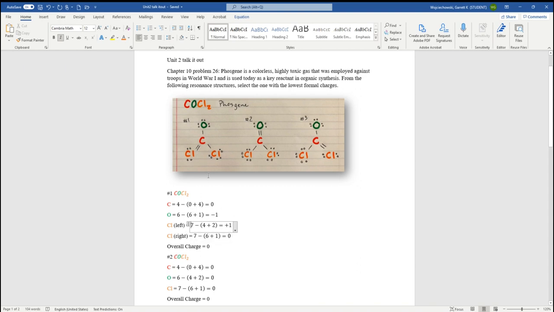Moving on to the chlorine on the right, 7 valence electrons. It's not going to change the amount of valence electrons because they're the same element.